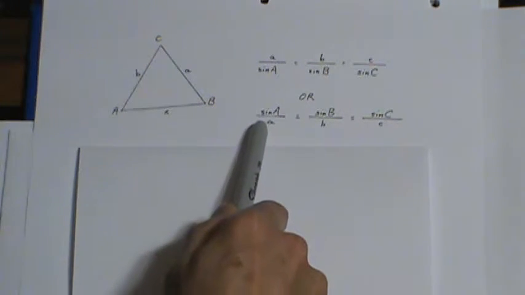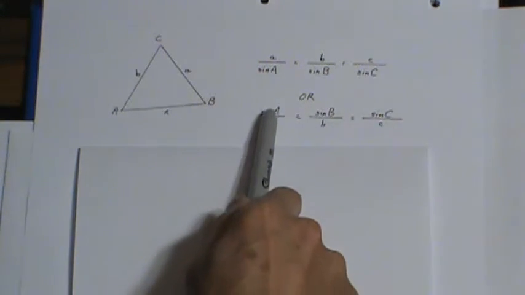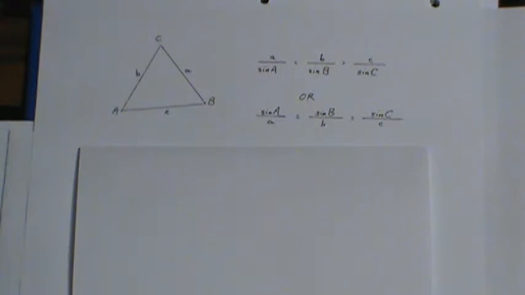Also, we can turn these over. If these are equal, then the reciprocals are equal. If you're new to trigonometry, you're probably thinking, well, where is the sine? Where is the opposite? Where is the hypotenuse? So I'm just going to go through a little development here just to show you where this comes from.